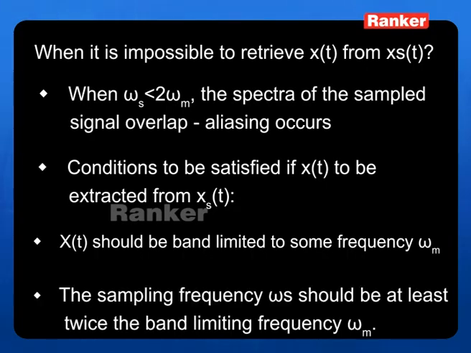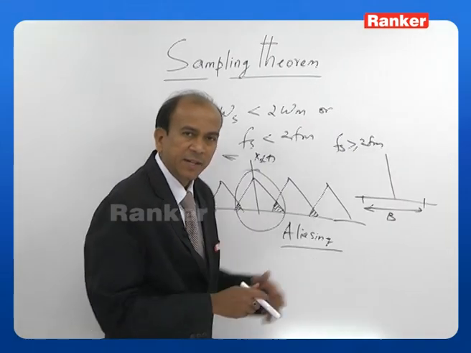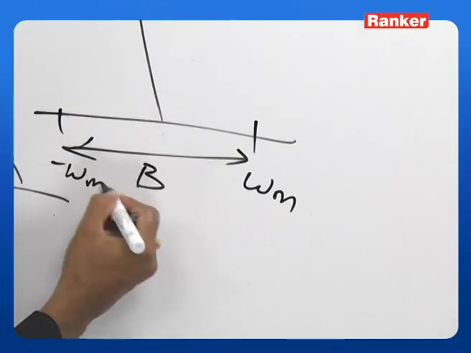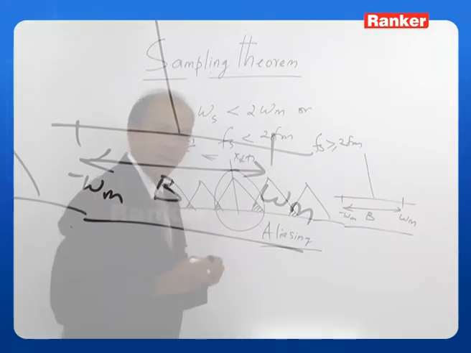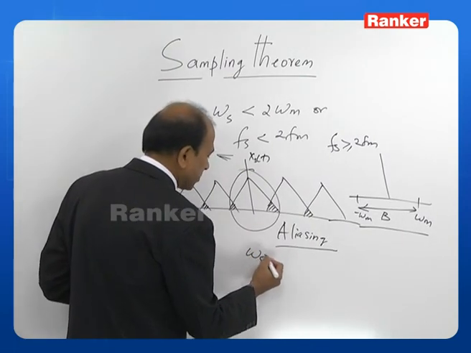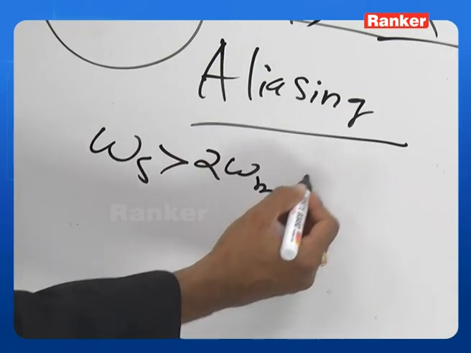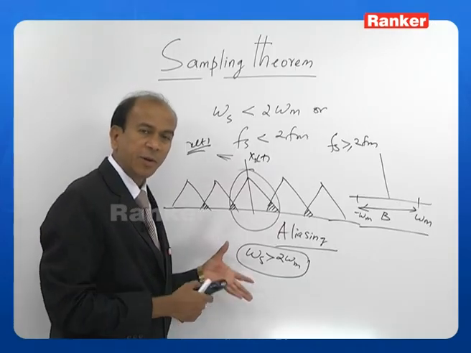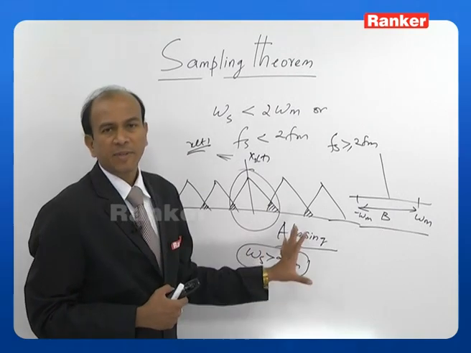Next, the sampling frequency omega s should be at least twice the band limiting frequency omega m. So, this is my band limiting frequency. Let us say this is omega m. Okay, this is minus omega m. This is my band limiting frequency. So, what should be my sampling frequency rate? That should be omega s greater than 2 omega m. So, this is the condition under which I can retrieve the original signal from the sampled signal.